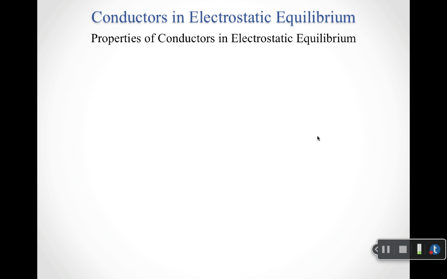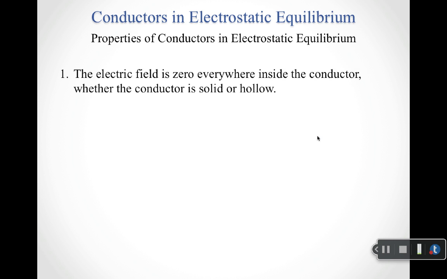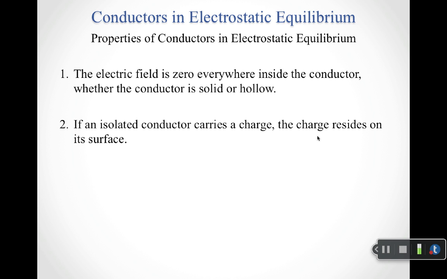So there are four properties that we will use to define conductors that are in electrostatic equilibrium. The first one we've talked about is that the electric field is zero everywhere inside the conductor. It doesn't matter whether the conductor is solid or hollow. It simply matters that the conductor is a conductor. It has those free charges that can move around.